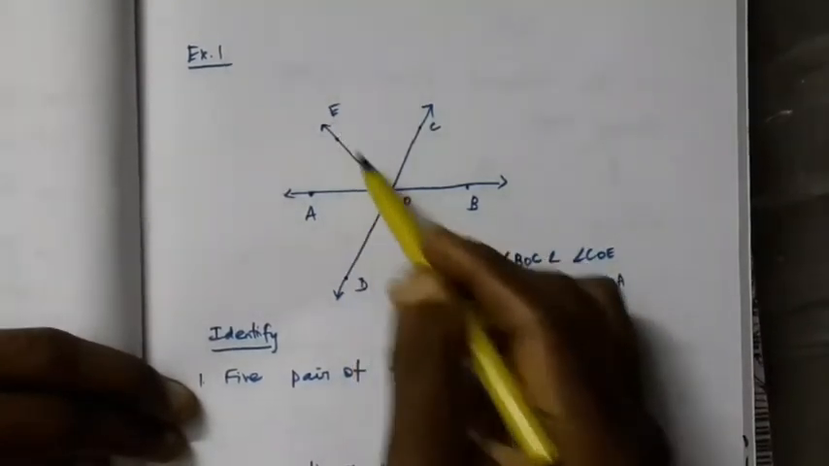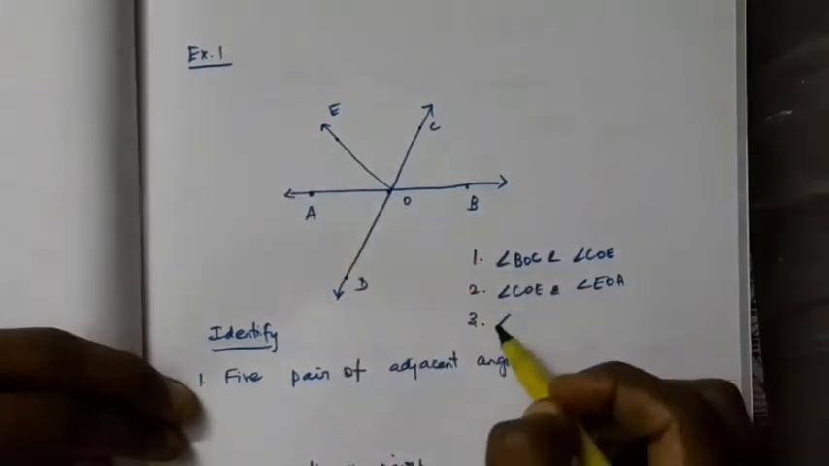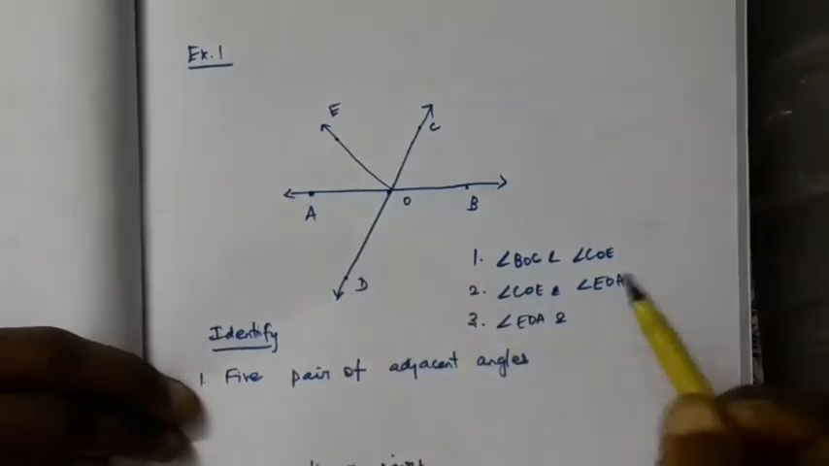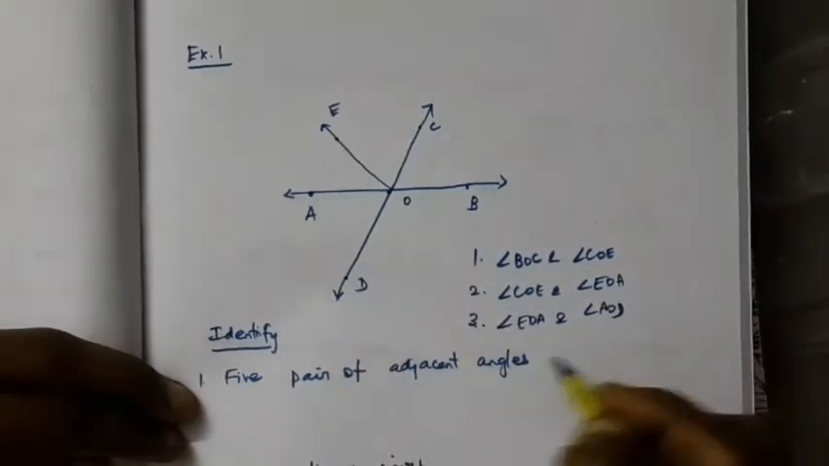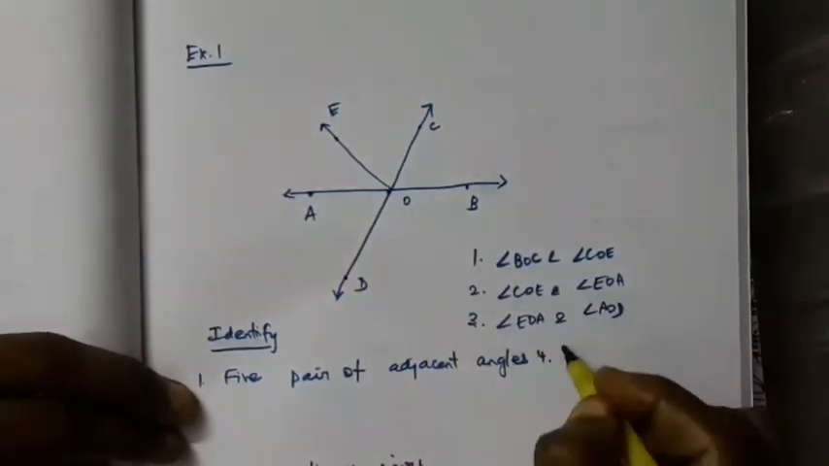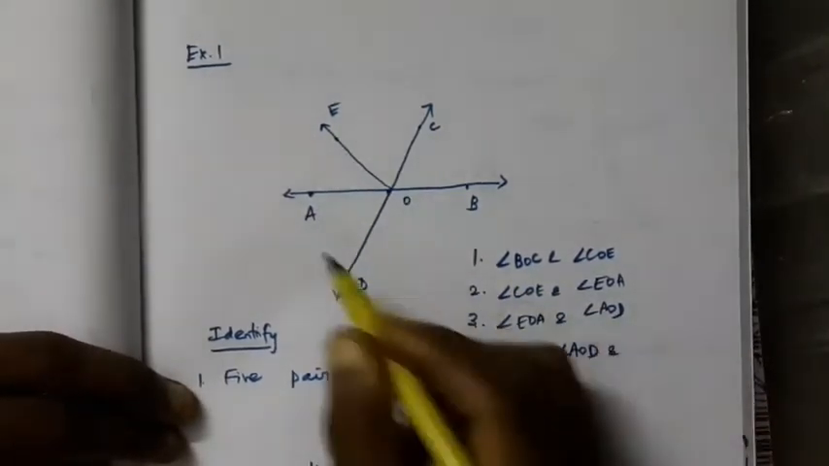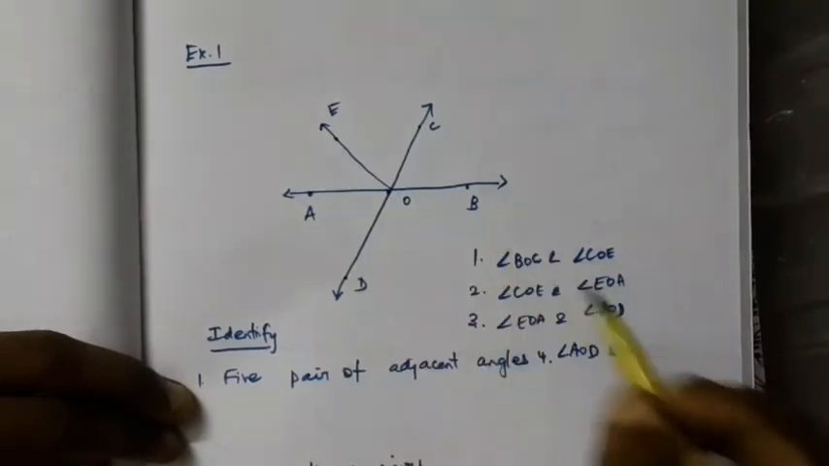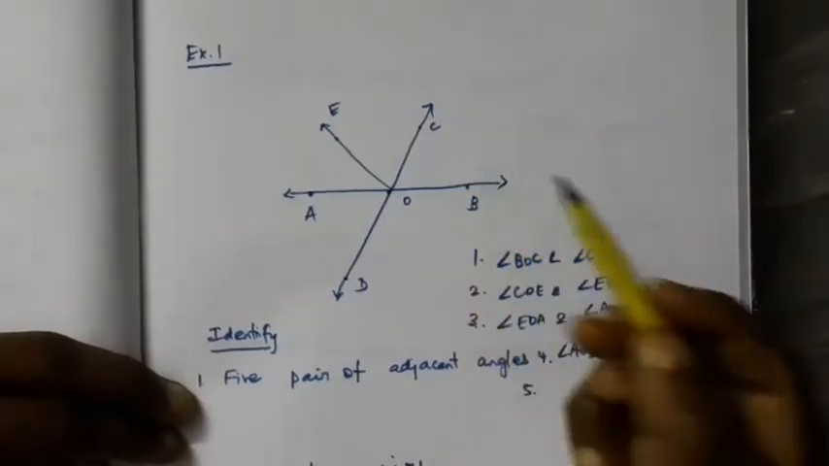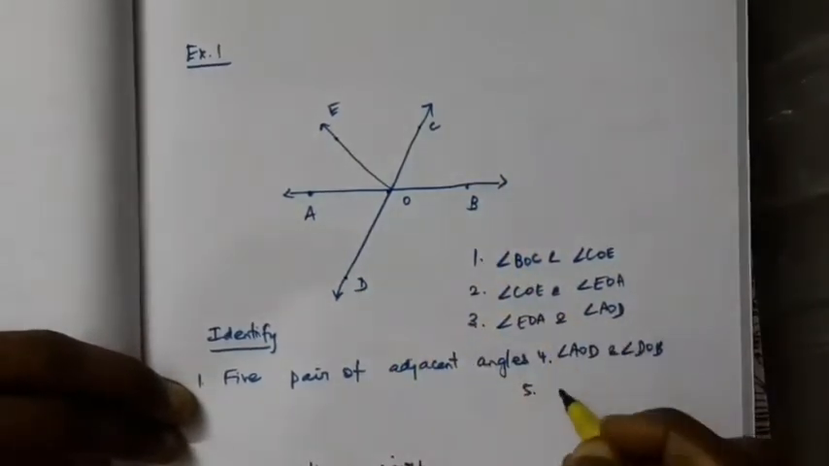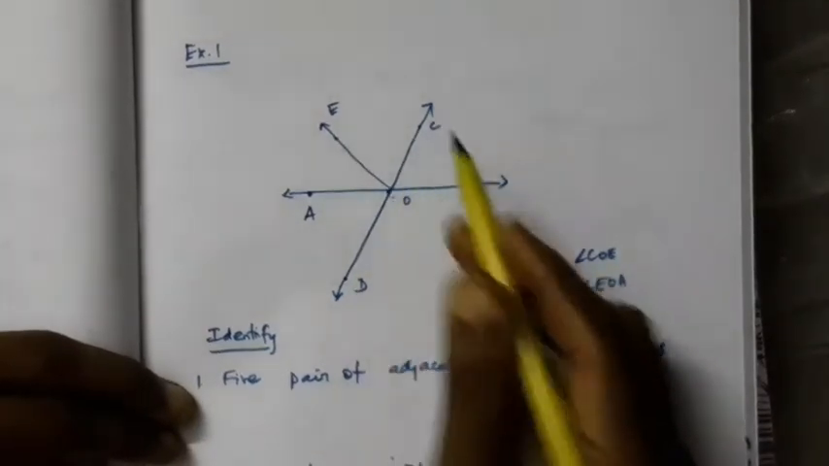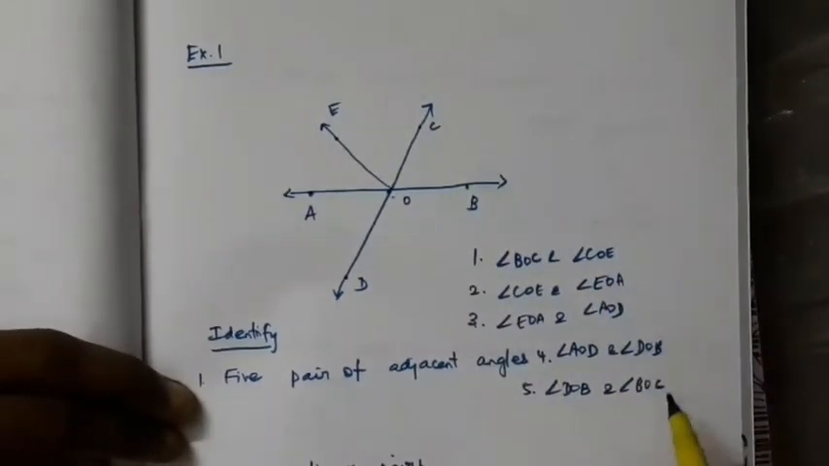Third, angle EOA and angle AOD. The fourth is angle AOD and angle DOB. And the fifth is angle DOB and angle BOC.